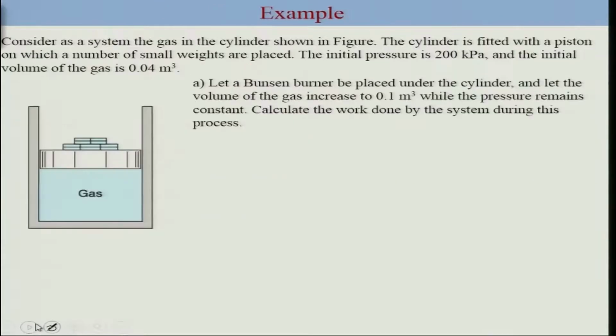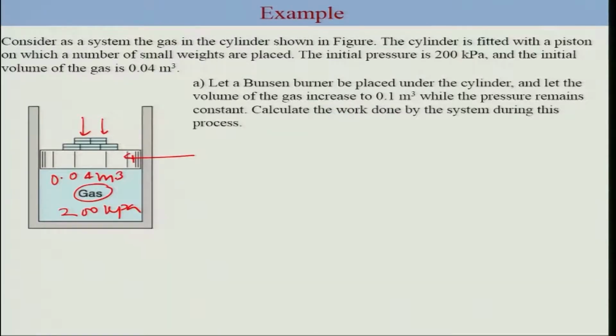Okay, so let us try this polytropic process with different values of n and understand by an example. So consider this is a system. This is a system of gas in a cylinder. Okay, this is a piston. The piston contains small weights which are represented here. These are the weights, and the initial pressure is 200 kilopascal, and the initial volume of this system is 0.04 meter cube.